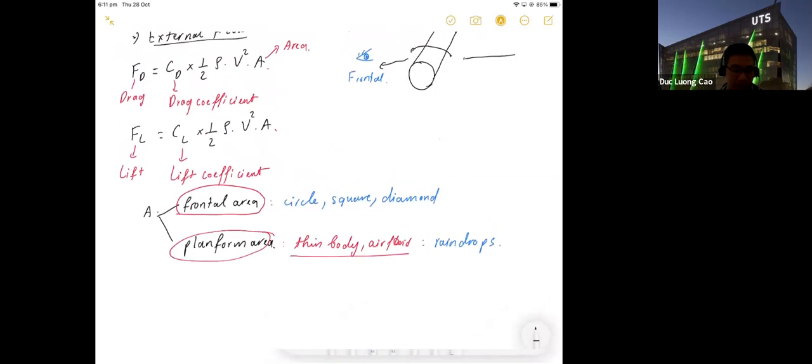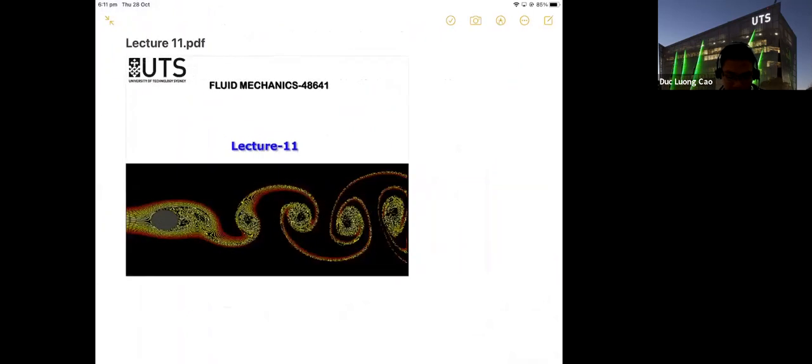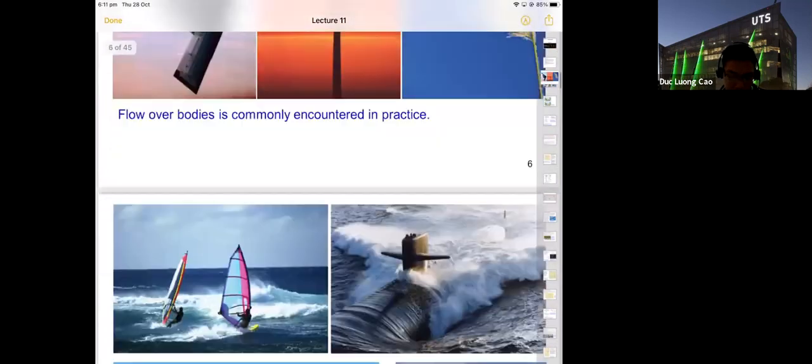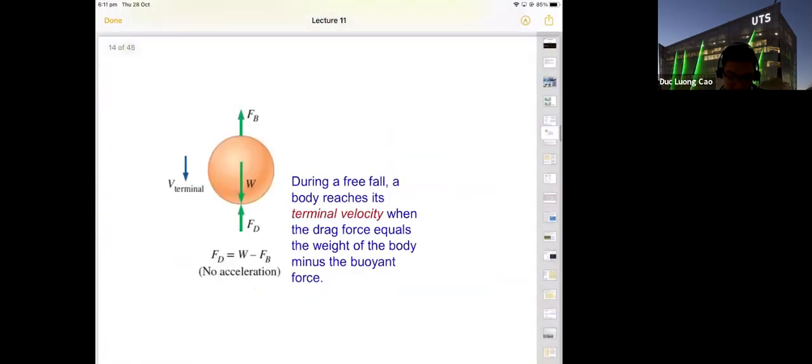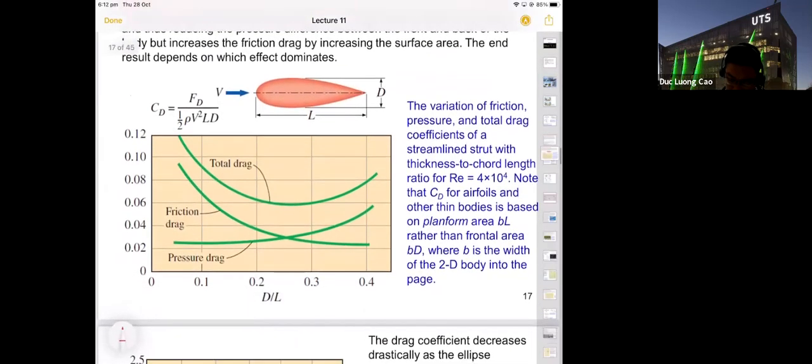So how to get this one? Actually, the CD and CL depend on the object. This one is a lecture slide, and this slide is about the thin body. CD for airfoil and other thin bodies is based on the platform area. Platform area is when you see from the top view, rather than the frontal area. This one is for airfoil, and you can use this one for raindrop.